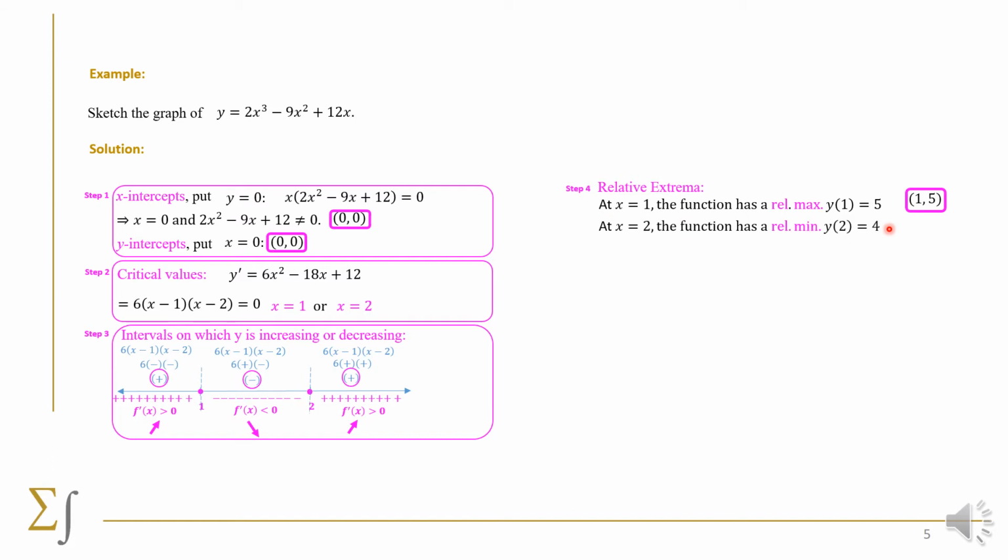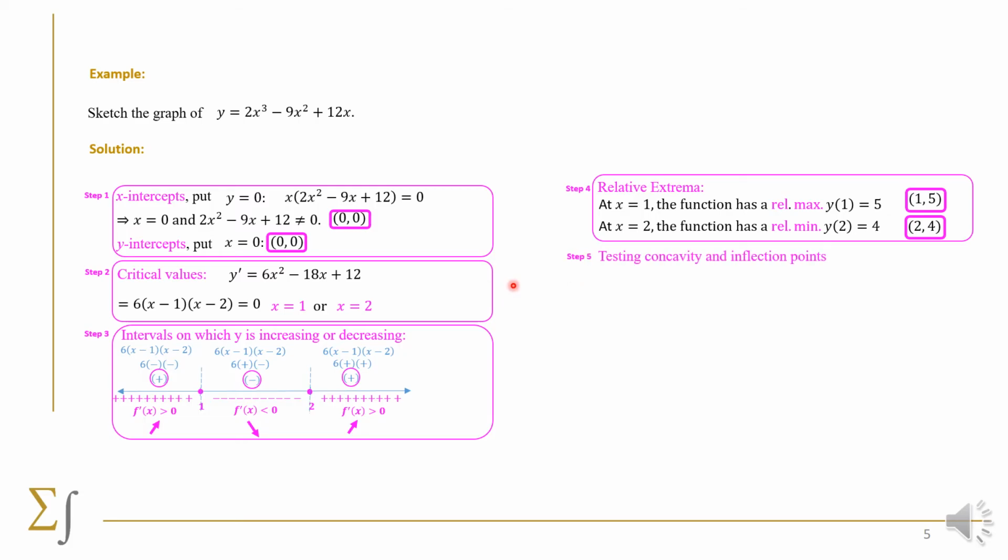We do the same thing at x equals 2. We see to the left of 2, the function is decreasing. To the right of 2, the function is increasing. And then we say that at 2, we have a relative minimum, which is calculated from the given equation, where we remove every x and we put 2 to get y of 2 equals 4. So the point 2 and 4 is representing the relative minimum of the function y.